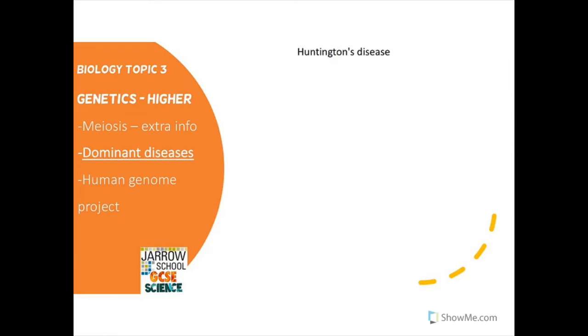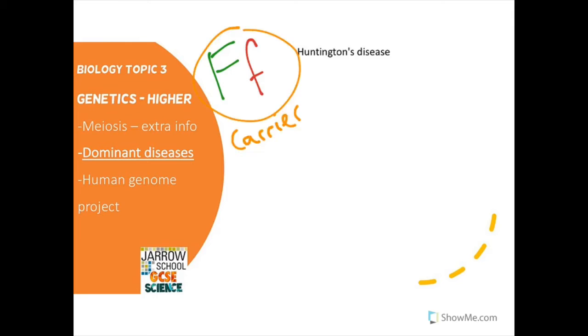Okay, so in the previous videos we looked at recessive diseases such as cystic fibrosis. And in cystic fibrosis, if you had one copy of the diseased allele, then you didn't have the disease, you were a carrier. And that's because the dominant allele would overpower that. And the dominant allele in a recessive disease is the healthy one. So what would happen if the dominant allele in a disease was actually the diseased one?